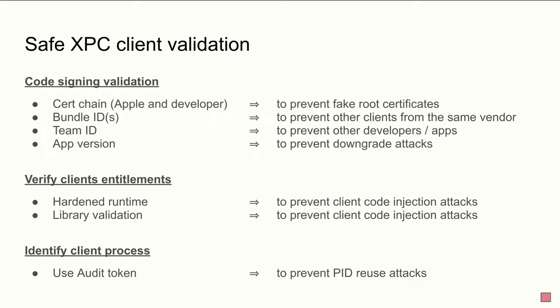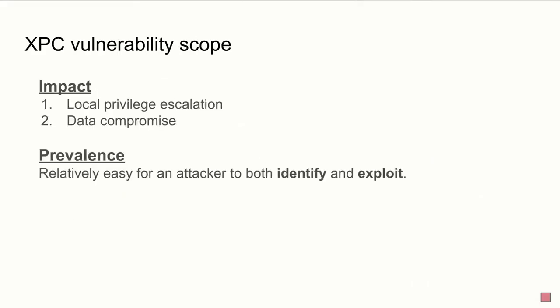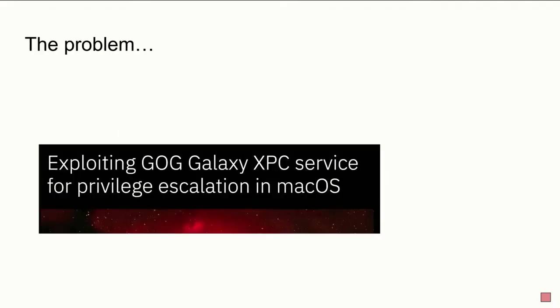And last, we need to use the audit token for all this code signing validation and not the PID. Actually, this is only possible since Ventura, because before that, we didn't have a public API for that. So again, all this allows privilege escalation, data compromise, business logic compromise, so maybe you can just disable the antivirus or anything like that. And it's really, really easy to identify these weaknesses and also to exploit them.